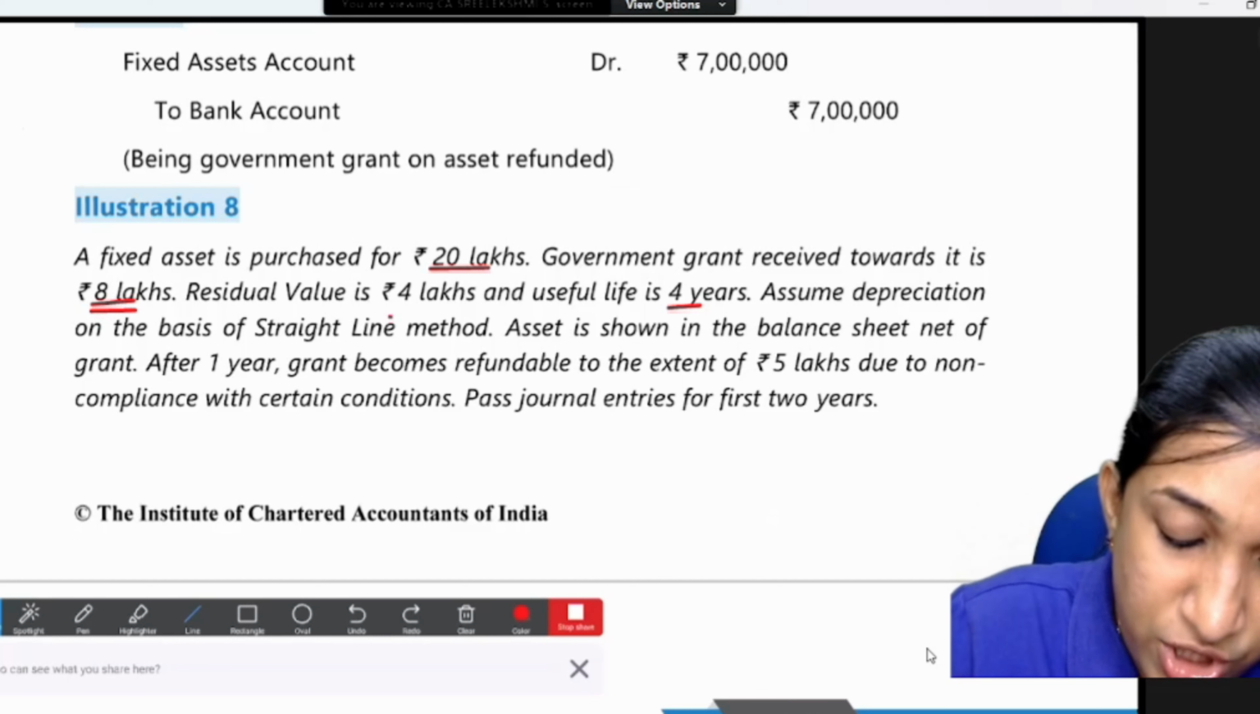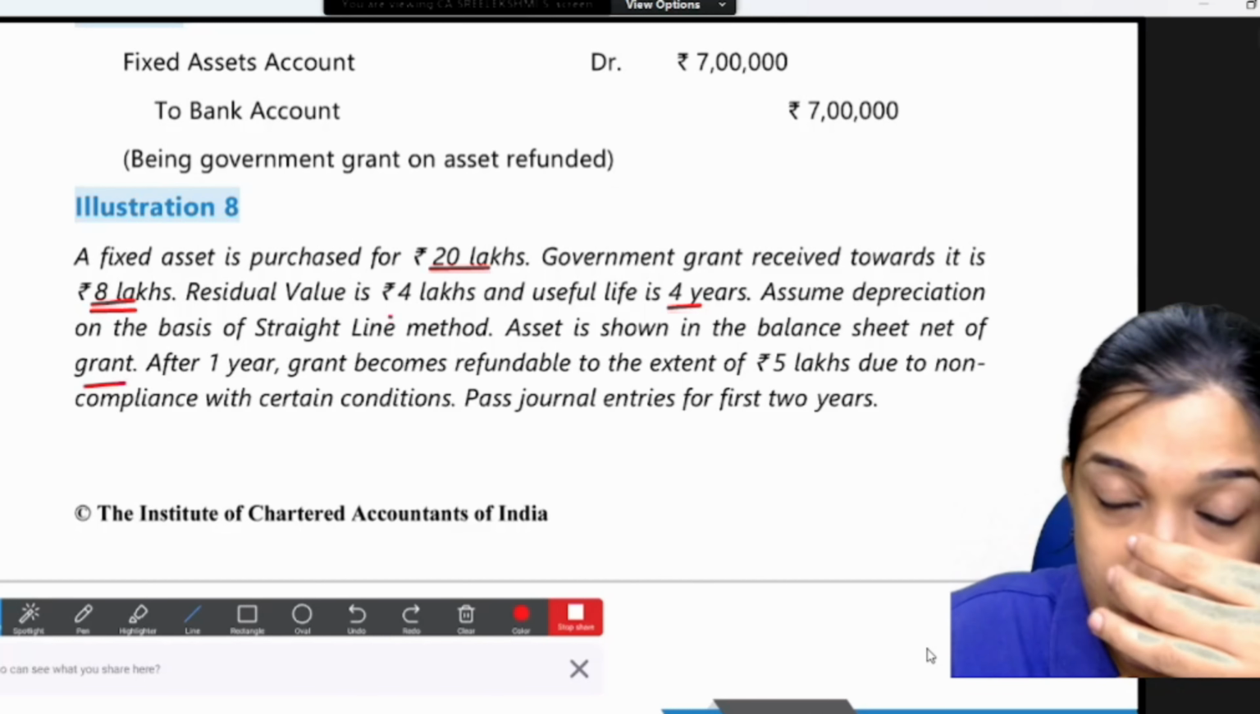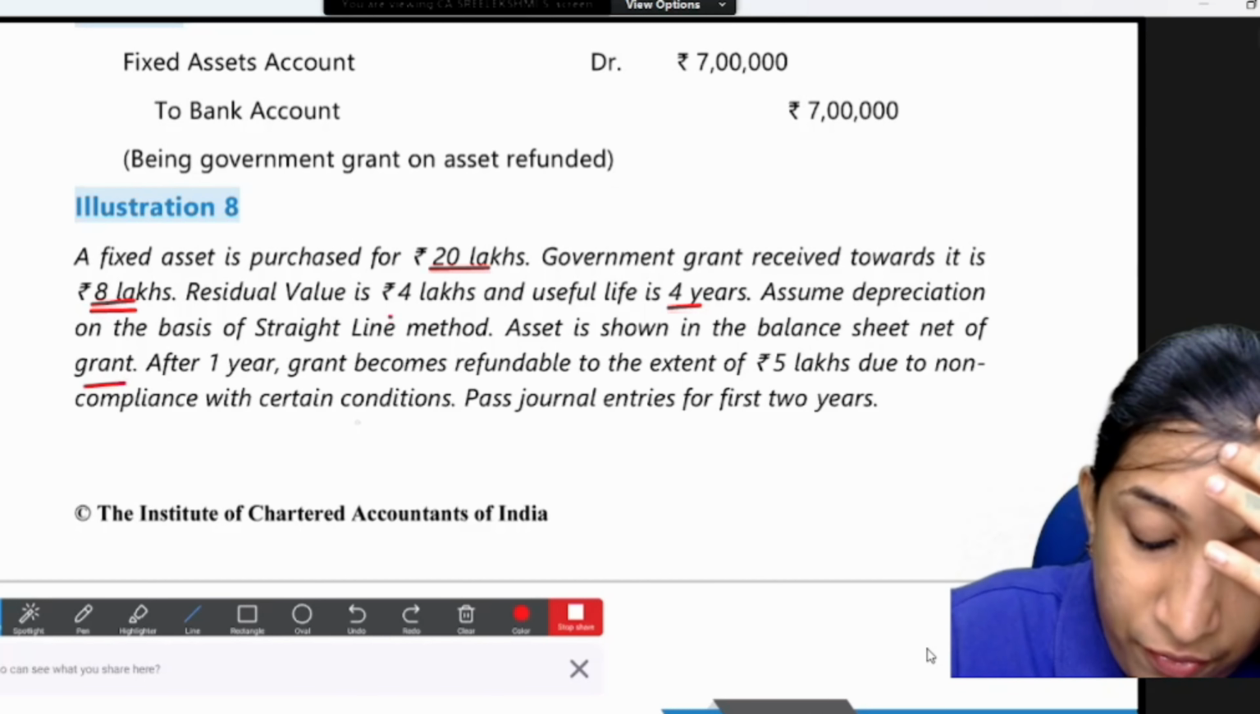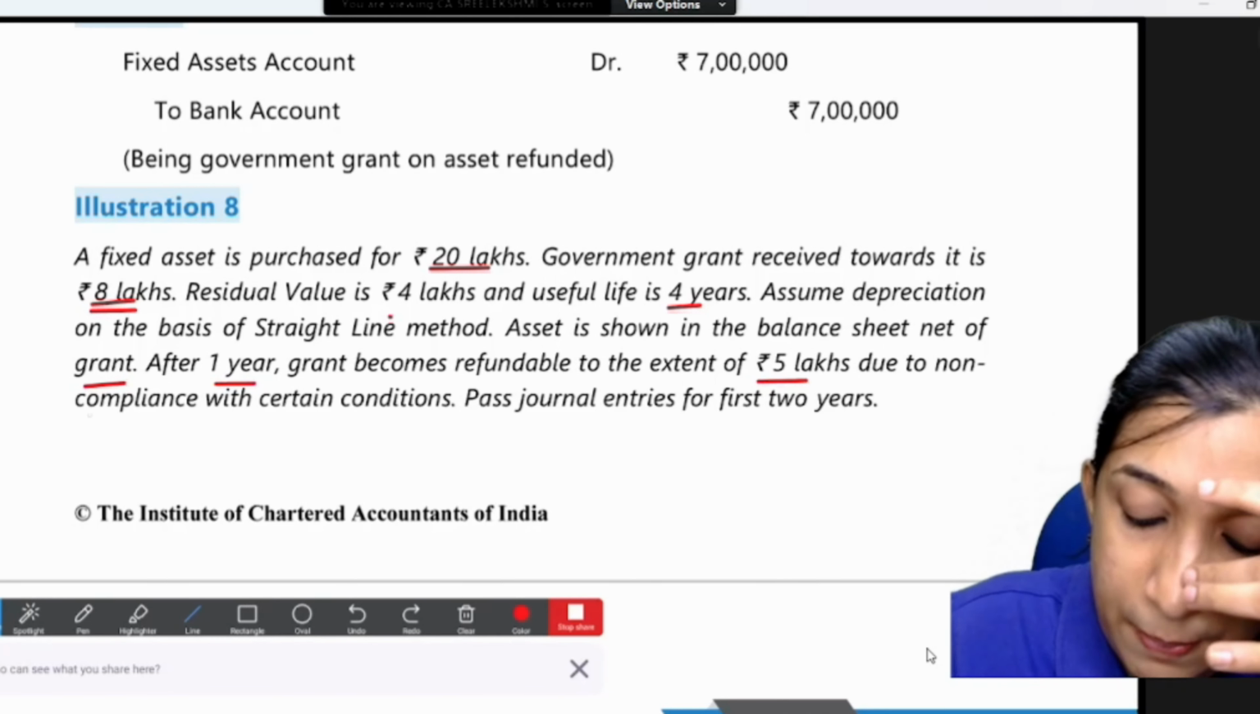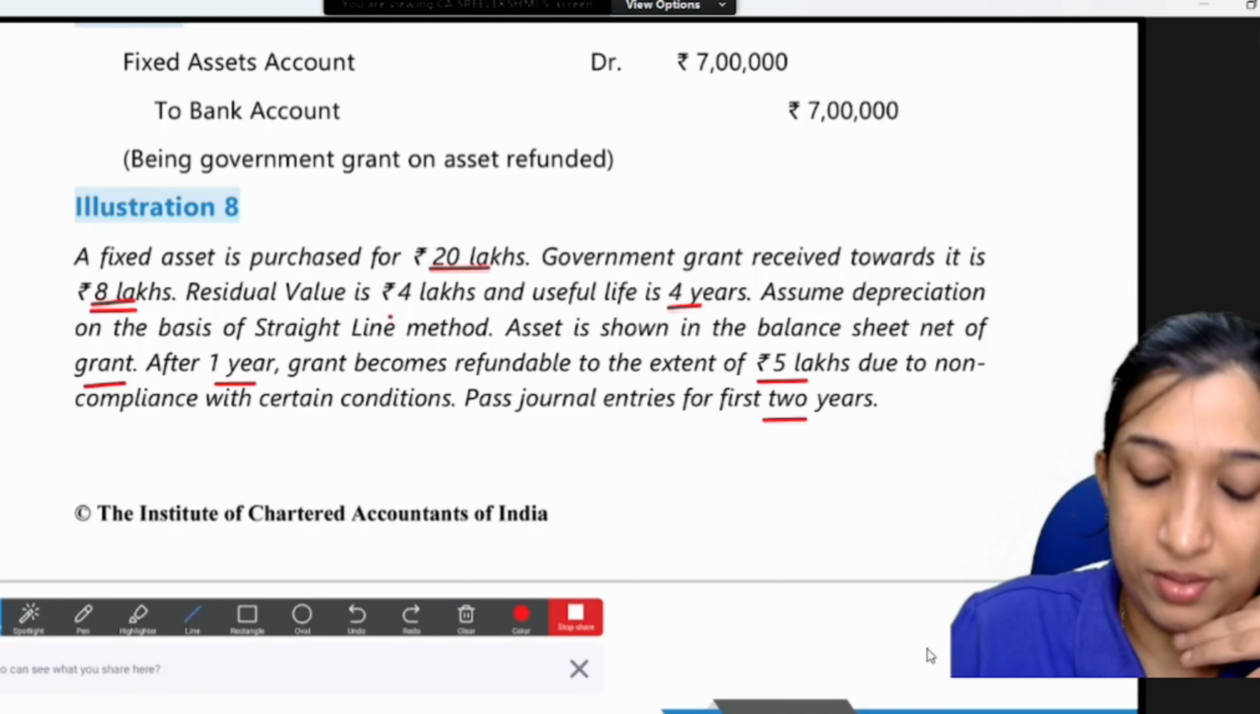Asset is shown in the balance sheet net of grant. So, from the cost it is deducted. After 1 year, grant becomes refundable to the extent of 5 lakhs due to non-compliance of conditions. Pass journal entry for first 2 years. Easy.